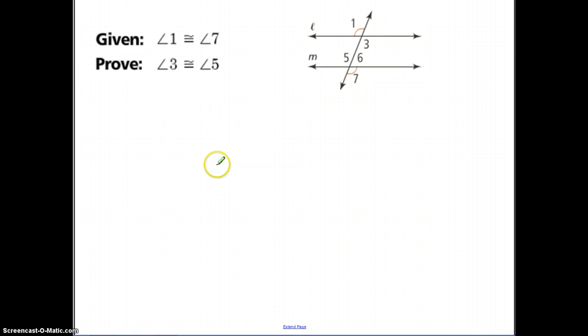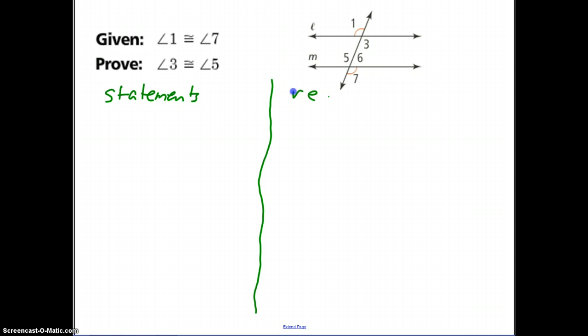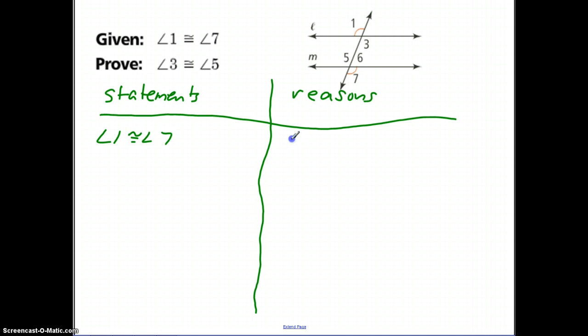Another proof. Our goal here is to, again, start with our alternate exterior angles and to prove that angle 3 is congruent to angle 5. Well, you know what? This proof is going to start off a lot like our last proof. So let's go with our statements and reasons. Given to us is that angle 1 is congruent to angle 7.